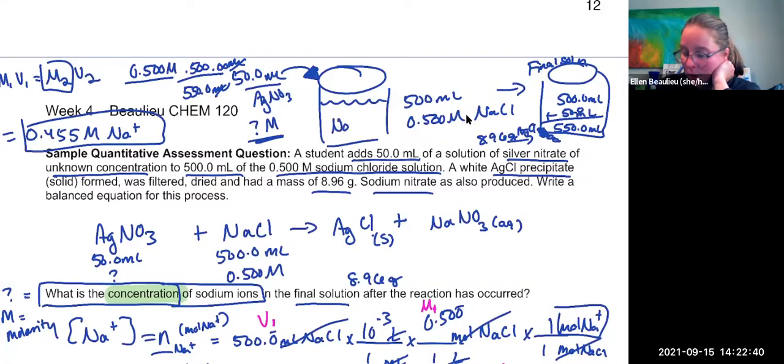I had some sodium chloride, and I added some silver nitrate. Now all of the silver precipitated, but still in solution I have sodium, I have nitrate, but not all of the chloride. I had more than enough chloride. I had excess chloride. The limiting reactant was silver nitrate. There's chloride left over. I have to find out how much was left over.